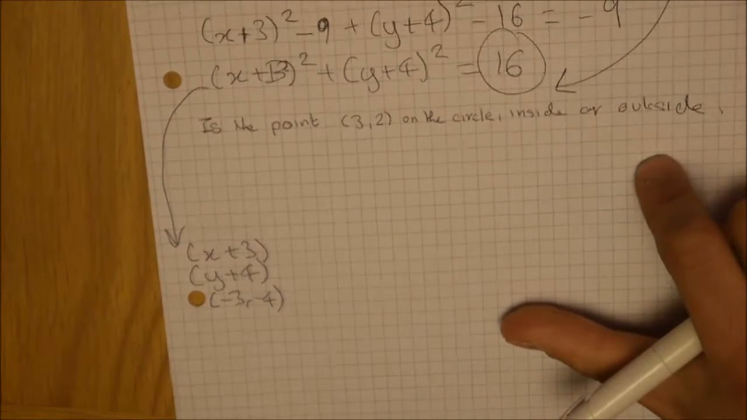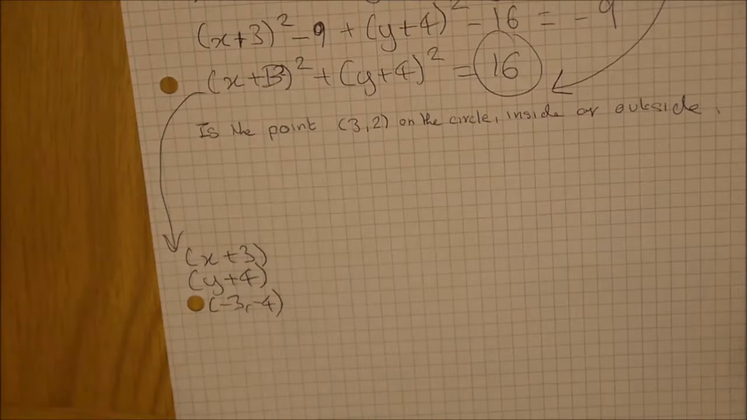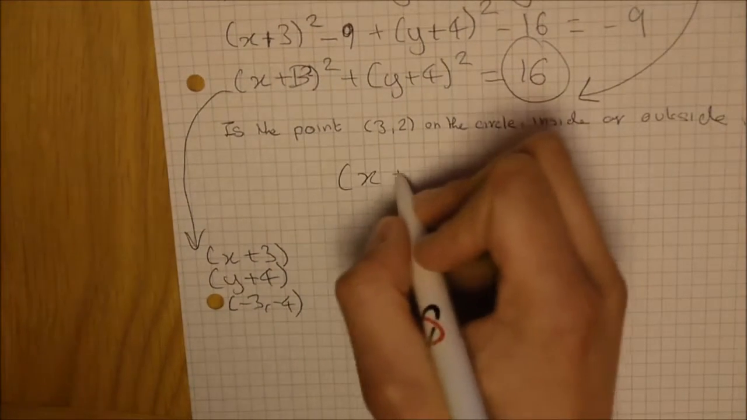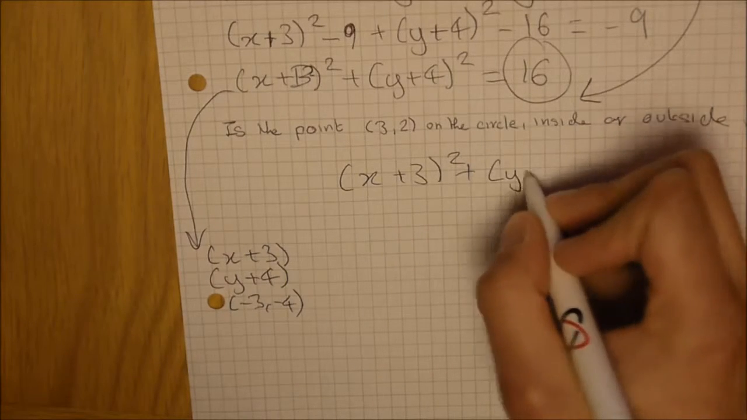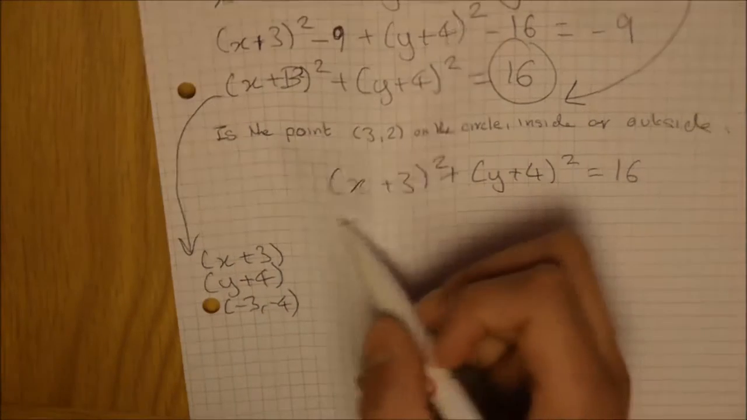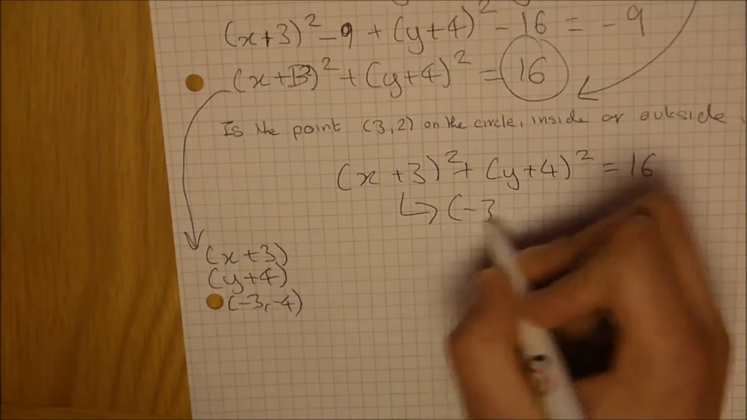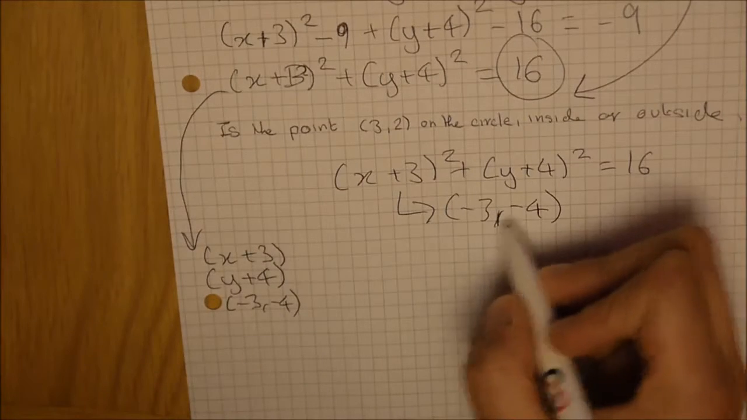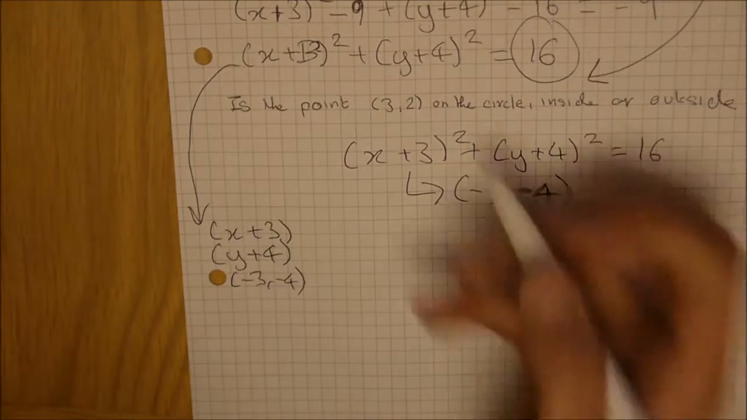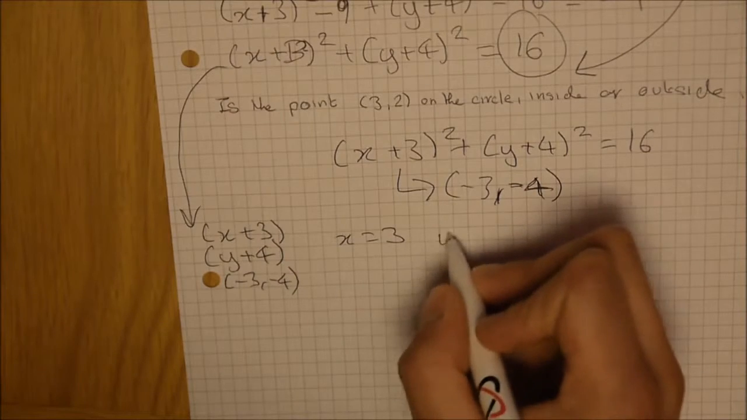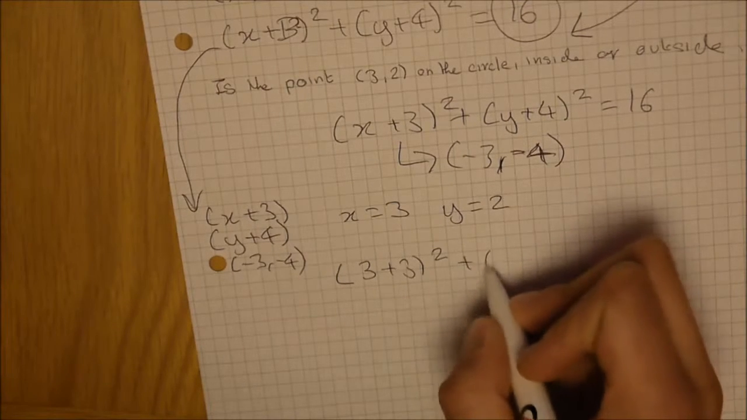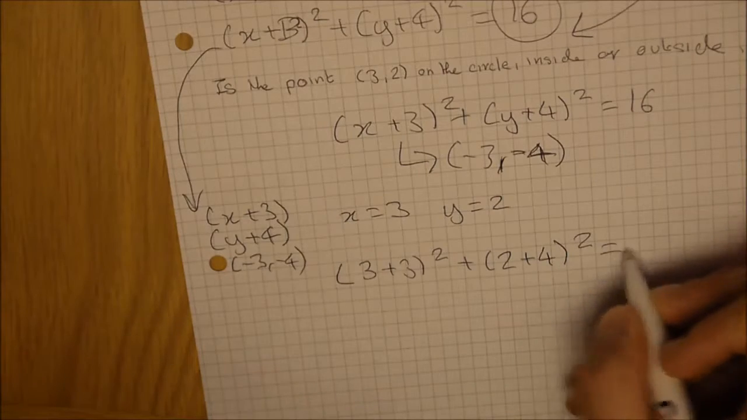Now then, we'll move on to the next thing that you'll need to do with circle geometry, and that is: if the point 3, 2 is it on the circle, inside the circle or outside the circle? Well, the easiest way of doing it is to take the equation we had before, so (x plus 3) squared plus (y plus 4) squared equals 16, of course, and remembering that the centre point is minus 3, minus 4. Then we must substitute values in. As you can see, we have x equals 3 and y equals 2.